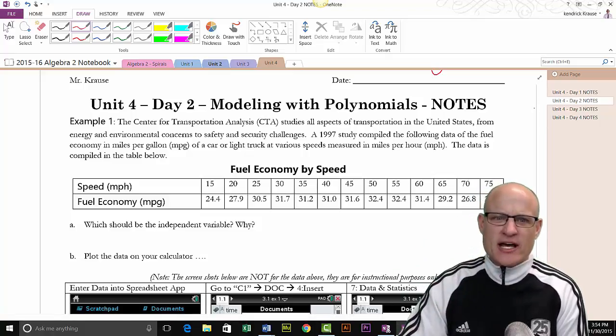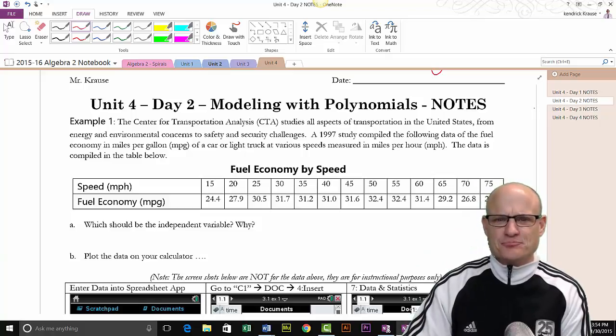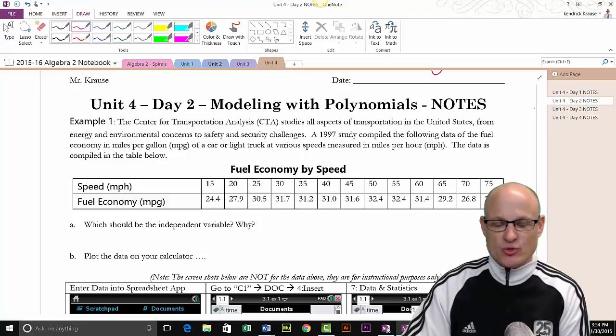The Center for Transportation Analysis, that's the CTA, studies all aspects of transportation in the United States, from energy and environmental concerns to safety and security issues, challenges.